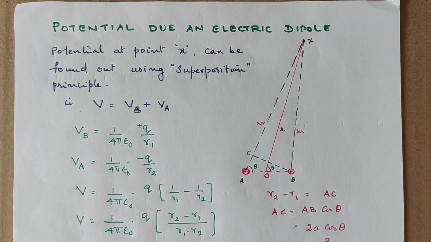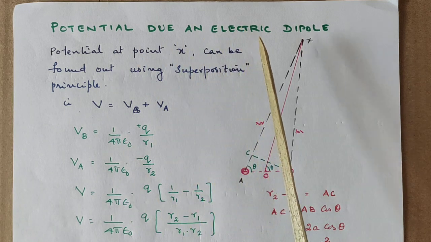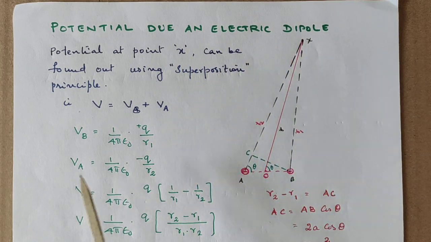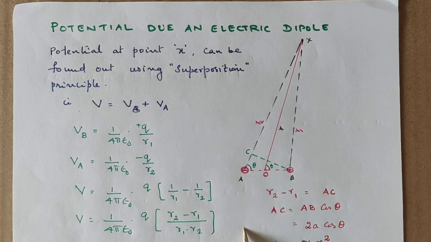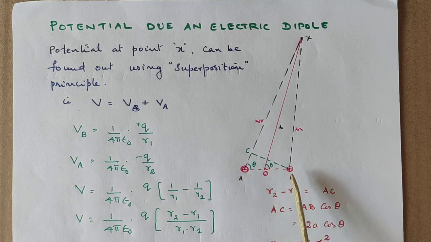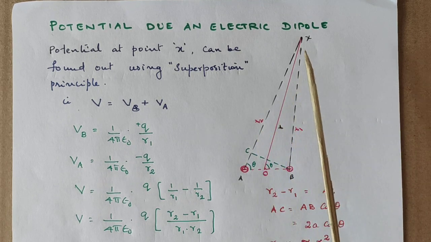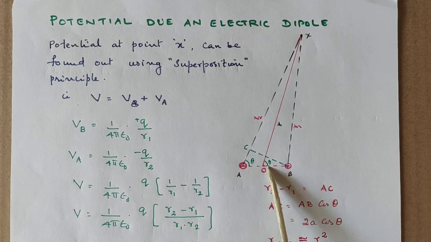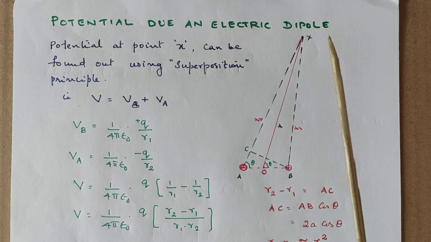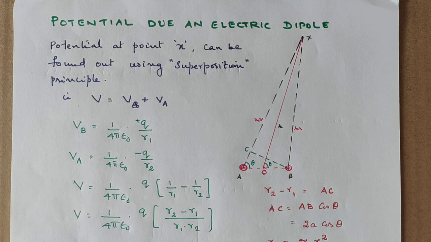Here we consider the application of electrostatic potential. The case we want is to find the potential due to an electric dipole at a point. So here I considered a very short electric dipole with a negative charge at A and a positive charge at B. The distance R1 is from B and R2 is from A. And from the middle of the dipole to the point X, the distance is taken as R as before.